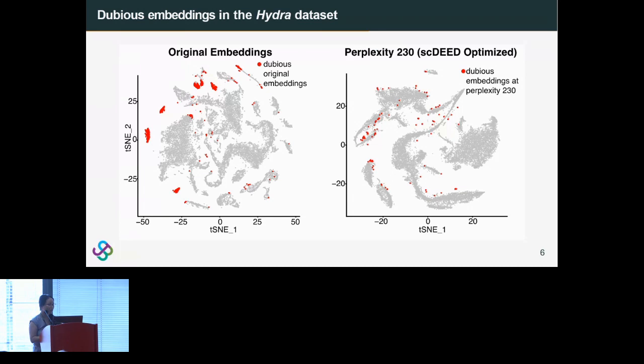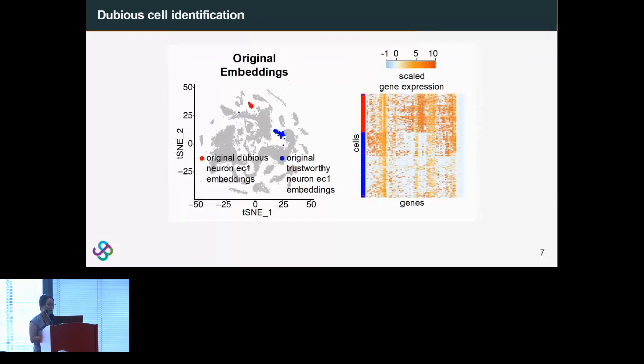As an example of what this means, we can focus on the neuron EC1 cells. In the original embeddings, the neuron EC1 cells, which is one cell type, was split into two groups. We have the red cluster up at the top that was marked as dubious, and then there was a second cluster that was marked as trustworthy, that was separated.